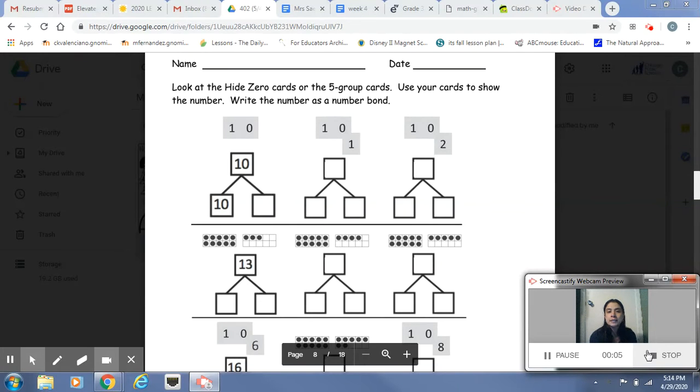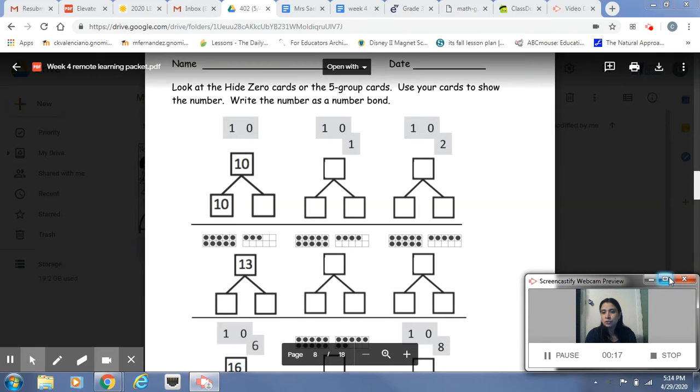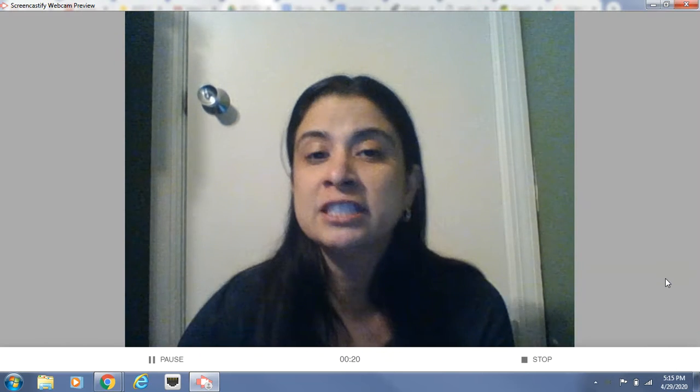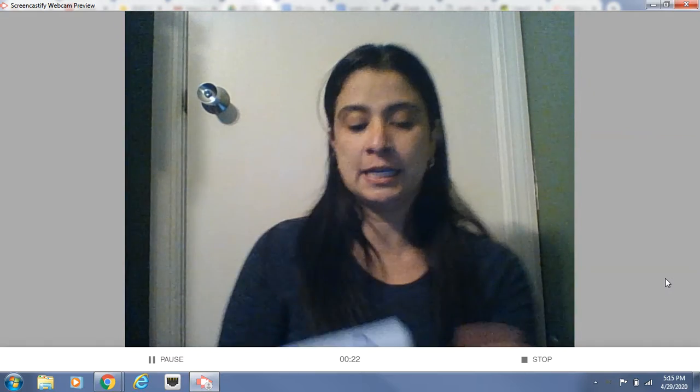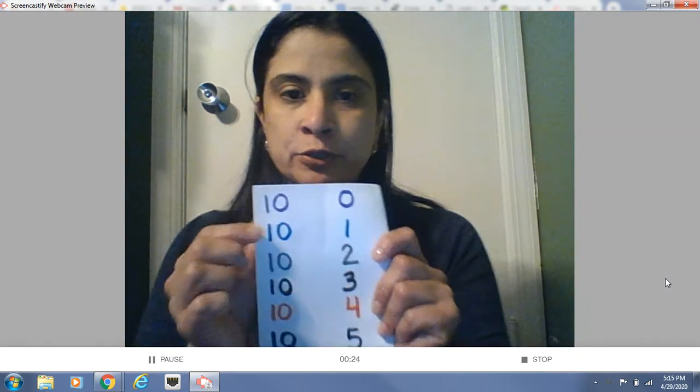It says look at the hide zero cards or the 5 group cards and use your cards to show the number and write the number as a number bond. So I'm going to go through the numbers with you again just to practice. And I have a different way of doing it today, but it's the same idea. So we're going to do each one, all right?